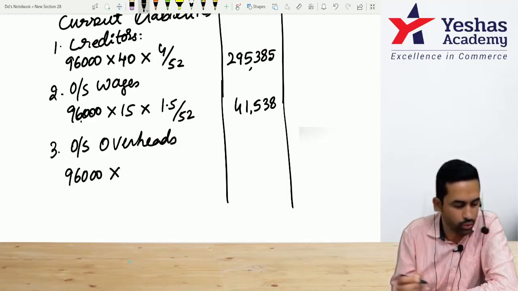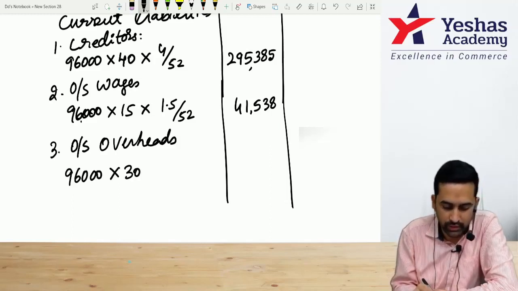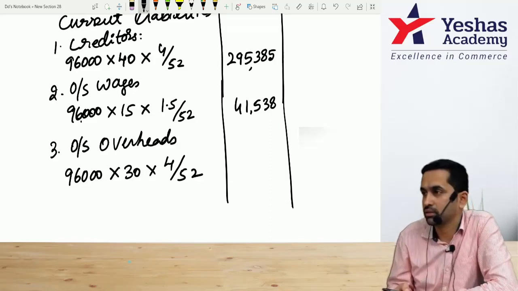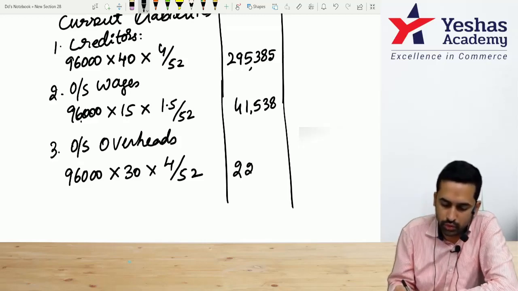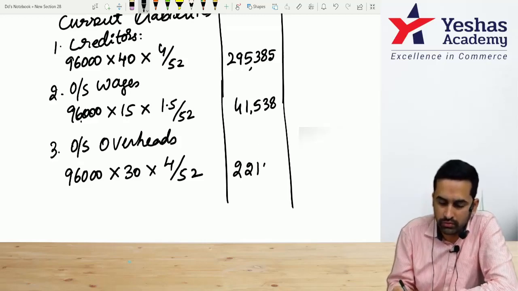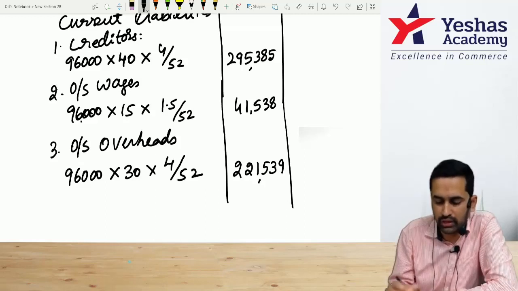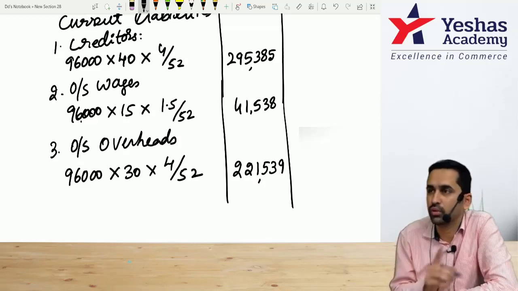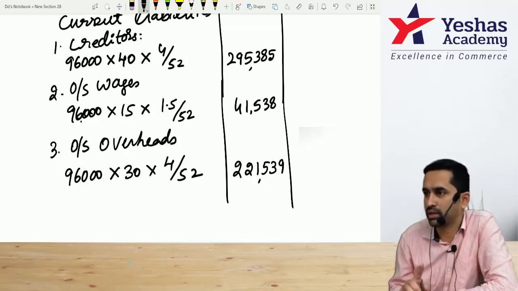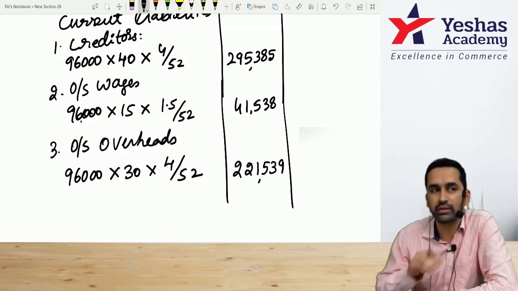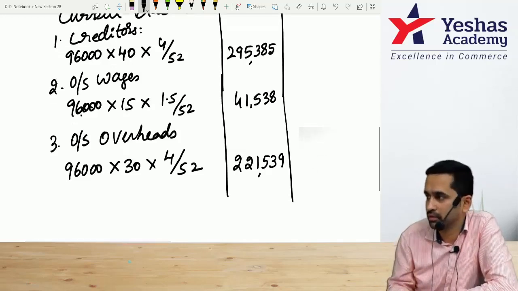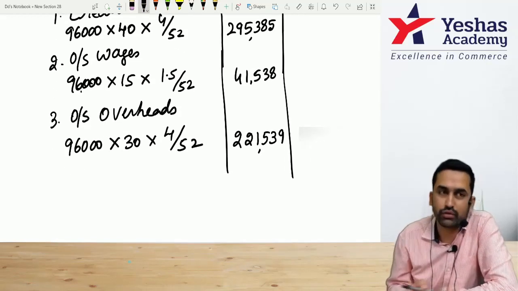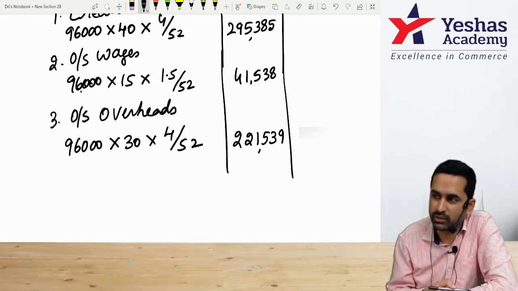96,000 units into 30 rupee, and we have not paid from last 4 weeks. 221,530, 8 or 9. This much of overhead payments are yet to be done from my side. I am keeping others' money to the extent of this. Right? Now you understand why depreciation is not included.